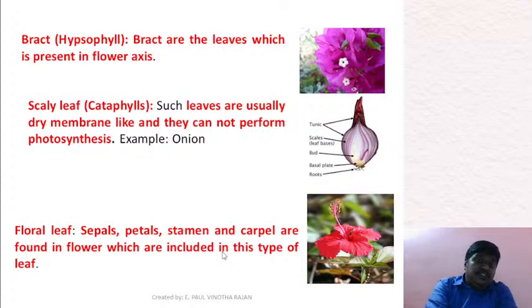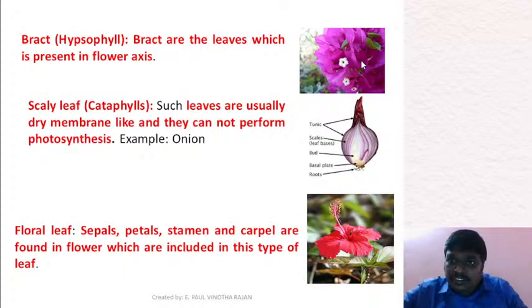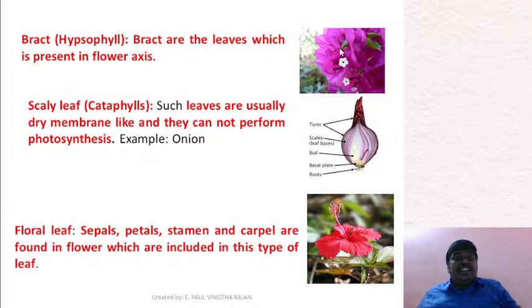Bracts are leaves which are present in the floral axis. We can see it here. This is the bougainvillea. In the bougainvillea, the colored part what we are seeing, that is also a leaf, whereas the flower is the white color one. The white color one what we are seeing here is the actual flower, whereas the rest, the brightly colored part, the bracts, are the leaves.